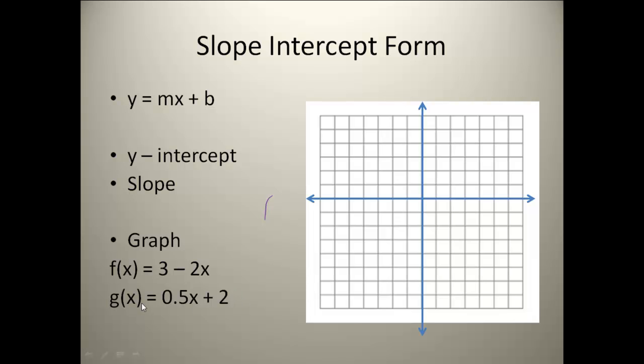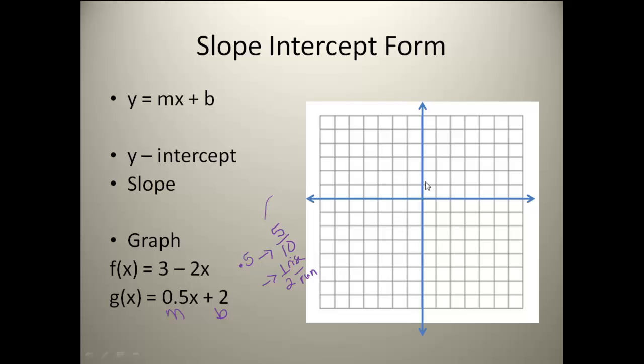Now we're going to graph g of x. This one, my slope is the 0.5 and my b is the 2. Now 0.5 is really 5/10, so I can write it as the fraction 5/10, which I can then reduce down to 1/2. That way I have a fraction and I can see my rise over my run. It's a little bit harder to do it when it's in a decimal form.